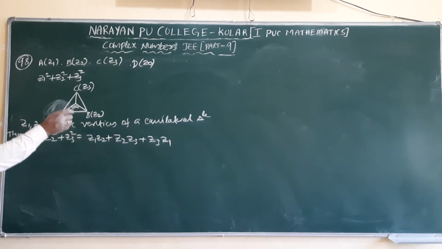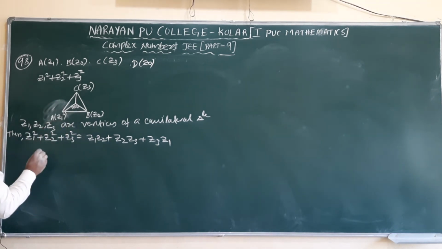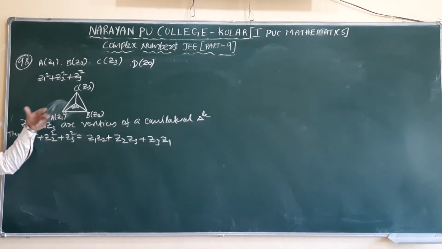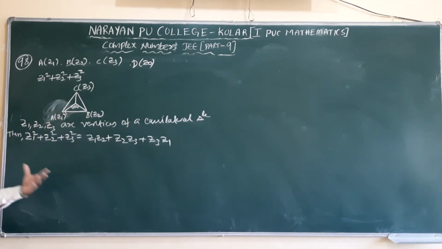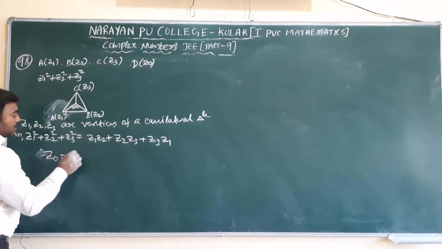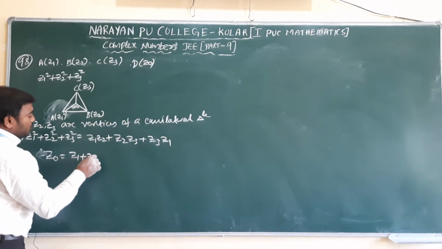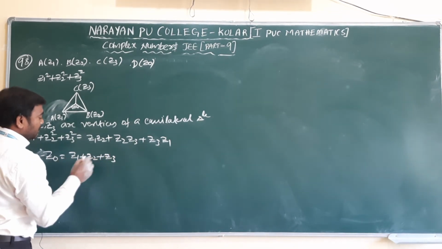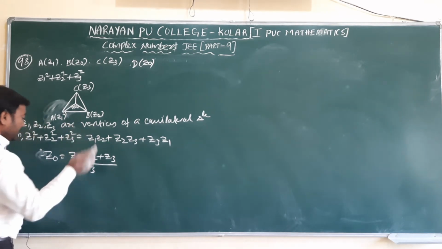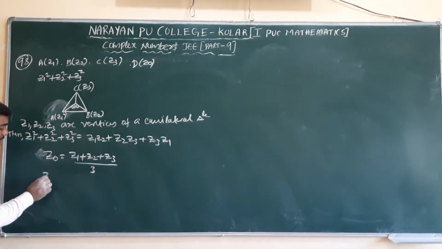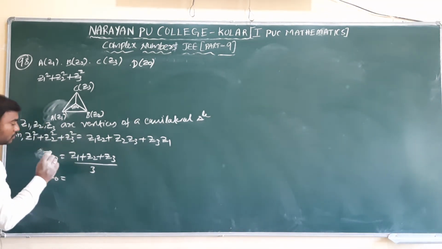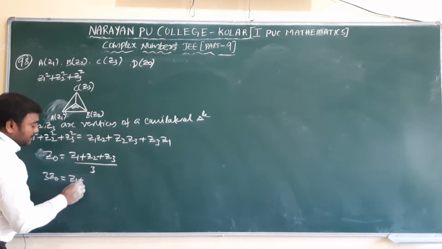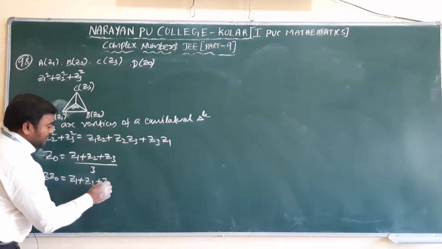Then Z0 is given by the centroid formula. We know the centroid is Z1 plus Z2 plus Z3 by 3. Here the centroid is Z0. So Z0 is equal to Z1 plus Z2 plus Z3 divided by 3. Cross multiplying, 3Z0 is equal to Z1 plus Z2 plus Z3.